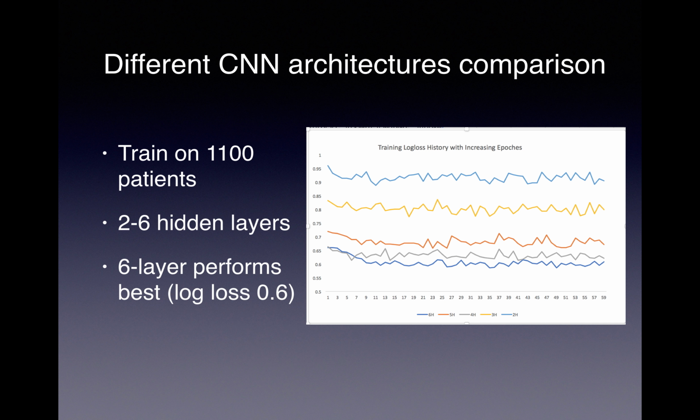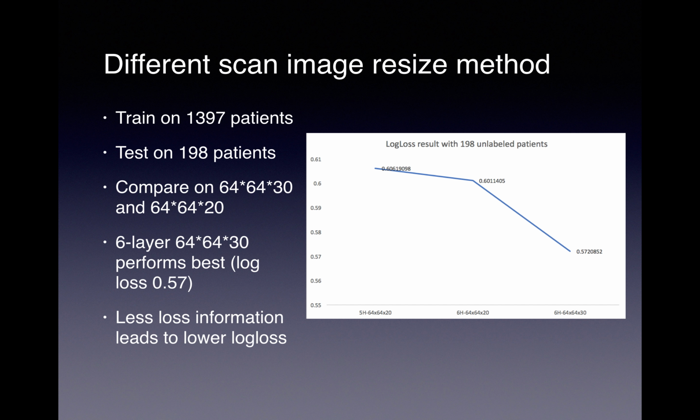Then, we try different data compressing methods. As mentioned in the data pre-processing part, we compress the data into a smaller number of slices. Here, we increase the number of slices and found that the performance increased obviously. As shown in the figure, when the layers increase from 5 to 6, the log loss decreases slightly. However, when the slice number increases from 20 to 30, the log loss decreases obviously. This is reasonable because with more slices, we have less loss of information to give a better prediction. For lack of computing resources, we could not increase the number of slices more.